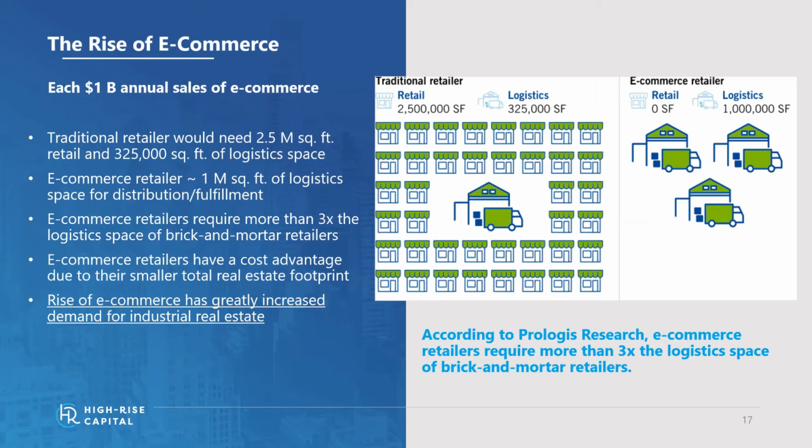An e-commerce retailer, and I'm referring to an exclusively e-commerce retailer, would need about 1 million square feet of logistics space for distribution and fulfillment purposes. So you can see that an e-commerce retailer requires about 3 times the logistics space of a brick and mortar retailer, but it would still have an overall smaller real estate footprint. And so it essentially has a cost advantage over a traditional retailer. And this is also important because the rise of e-commerce has greatly increased the demand for industrial real estate, and this is a major reason why.